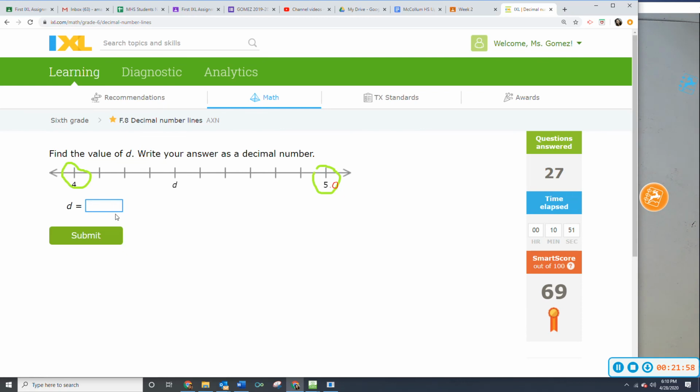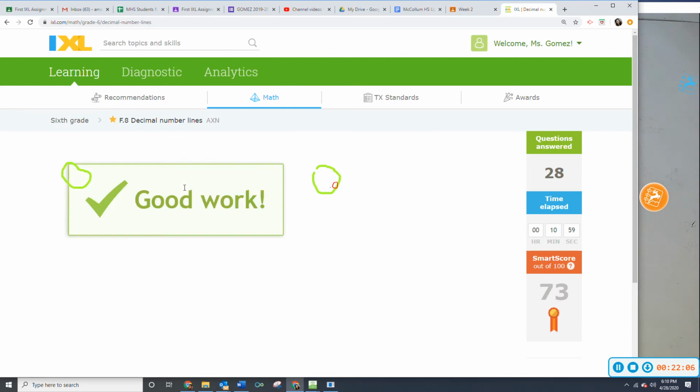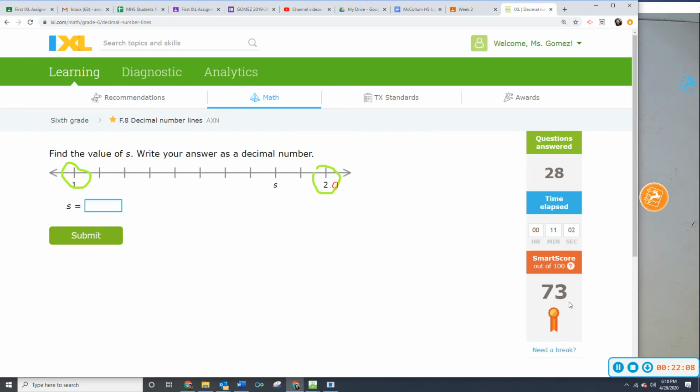And here they changed our numbers again, so that's 4.1234. And I already got you up to a 70, so I'm going to stop while I'm ahead.